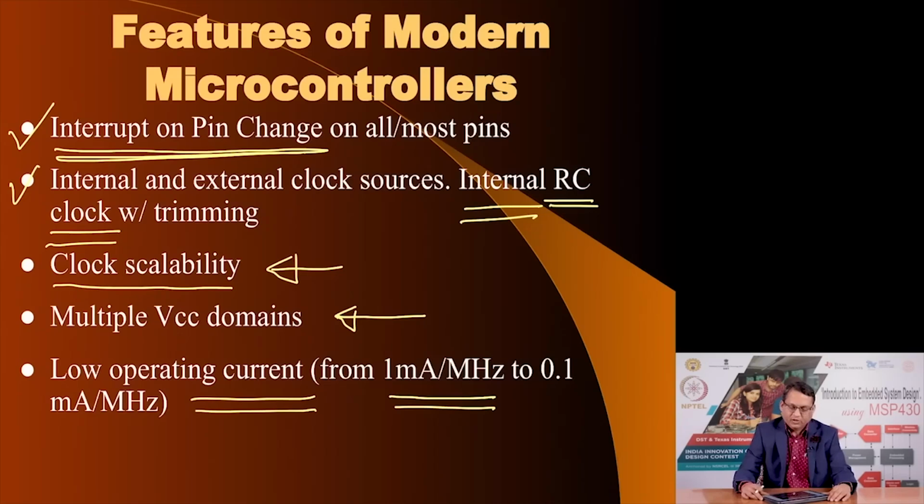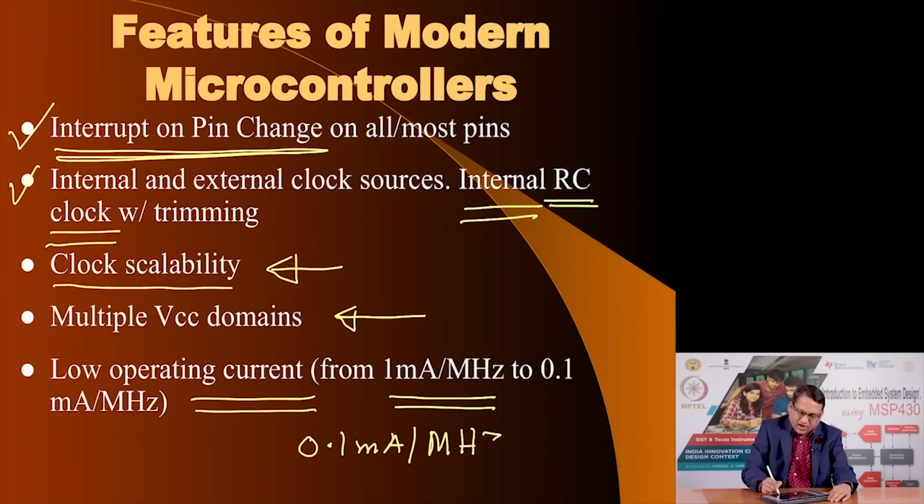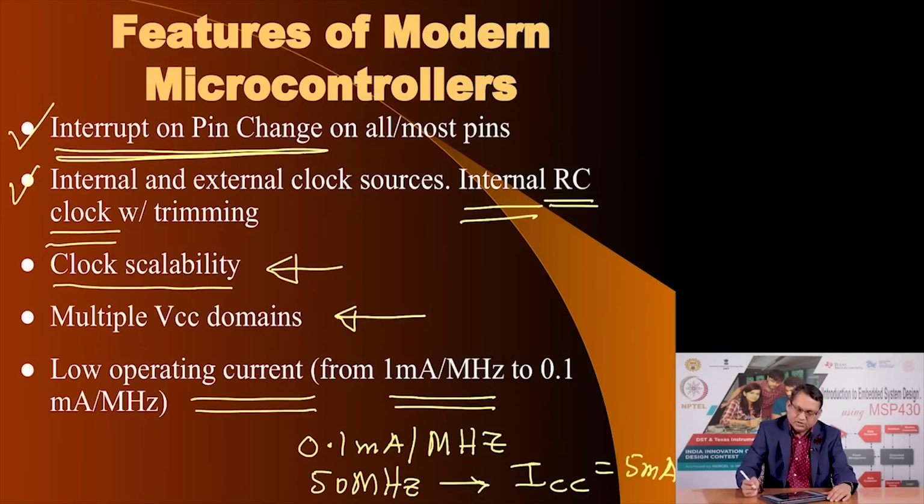So which means if your microcontroller offers 0.1 milliampere per megahertz kind of a feature, and if you are going to clock it at 50 megahertz, then you can expect that the total supply current, what we will call ICC, will be about 5 milliampere. This you will have to provide, that the power supply should be capable of providing 5 milliampere specifically to the microcontroller, and this is a very low current. This is a great advancement that has happened.